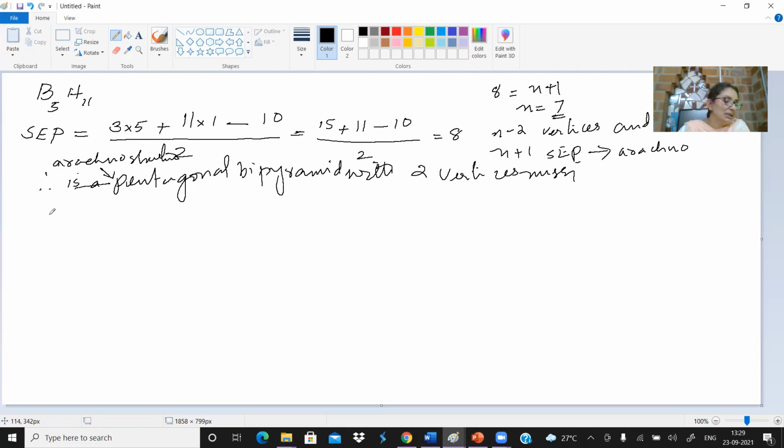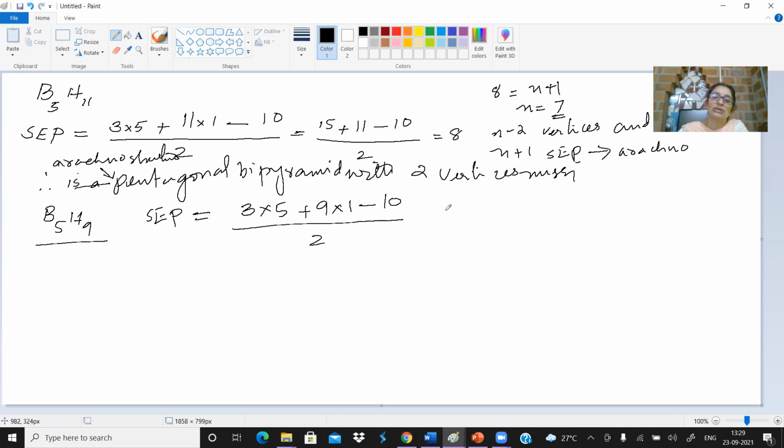Take another example. Let us take the case of B5H9. Again, we calculate the number of skeletal electron pairs. That is 3 into 5 plus 9 into 1 minus 2 into 5, that is 10, divided by 2. So this is equal to 15 plus 9, 24, minus 10, 14 divided by 2 is equal to 7. Now again, like in the earlier case, we equate this 7 to n plus 1. So n is equal to 6.